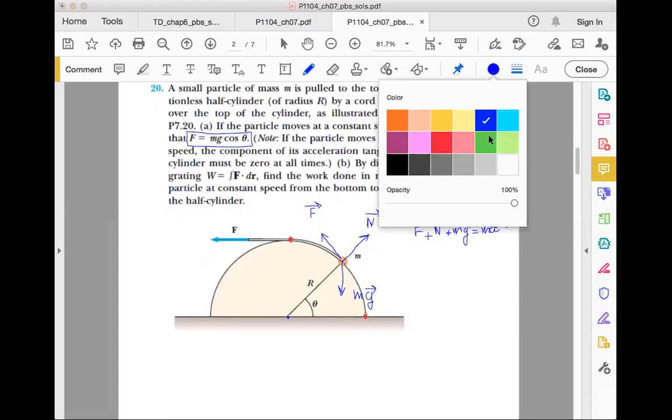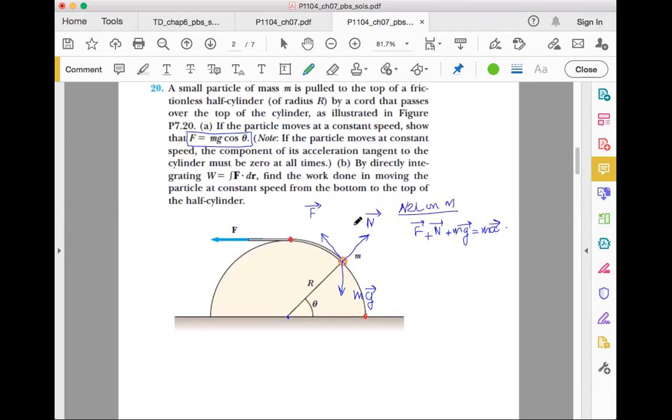In any case, whenever we have a circular motion, which is the case here, when the particle moves from the bottom to the top, it is traveling along an arc of a circle. So we know that we always have this centripetal acceleration. We can take this direction, the direction of the centripetal acceleration, as the x-axis.